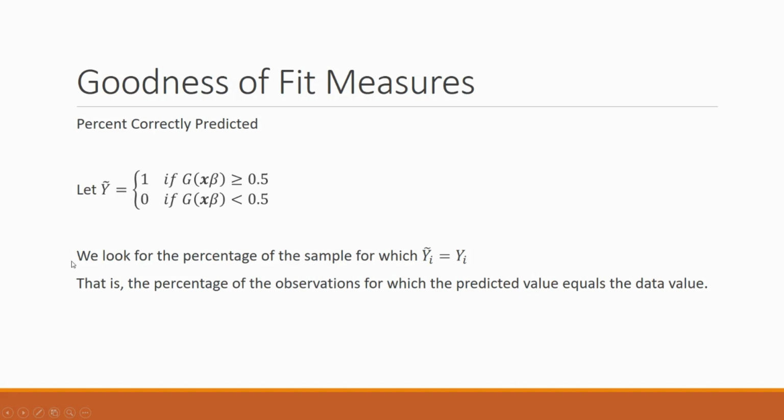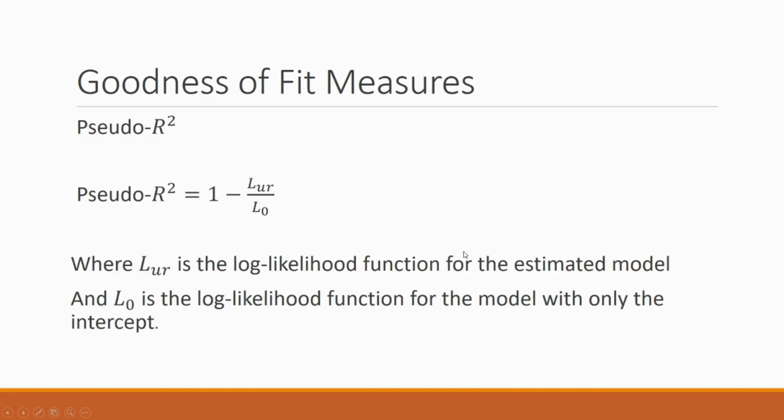All right. And then what we do is we look at the percentage of the sample for which y squiggle equals y. That is the percentage of the observations for which the predicted value equals the data value. And that percentage, we'll say the percent correctly predicted. That means the percentage of the sample for which you have correctly predicted the dependent variable. That will be a measurement of goodness of fit. We'll take a look at that.